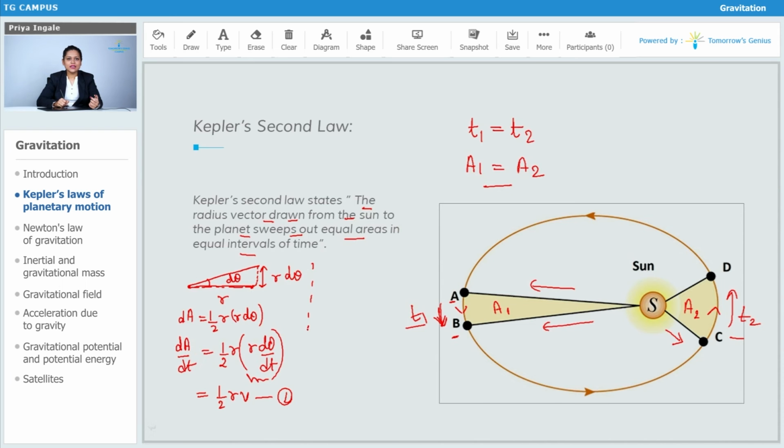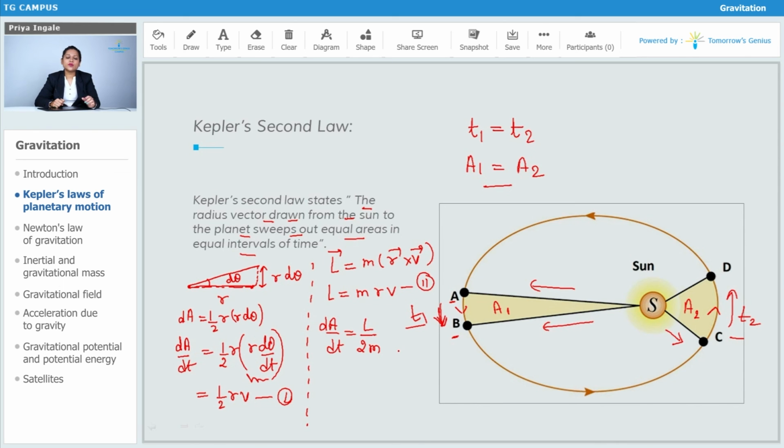Fine. Then I also know that I can calculate the angular momentum in that case. So angular momentum in vector form is m into r cross v, correct. If I take its magnitude, I'll get this as m into r into v, and let us call it equation 2. And if you compare your equation 1 with equation 2, you will get your change in area, which is dA by dt, as L by 2m, right.